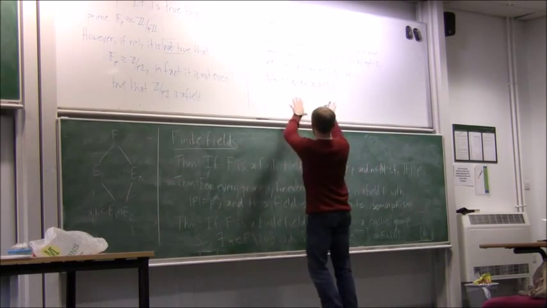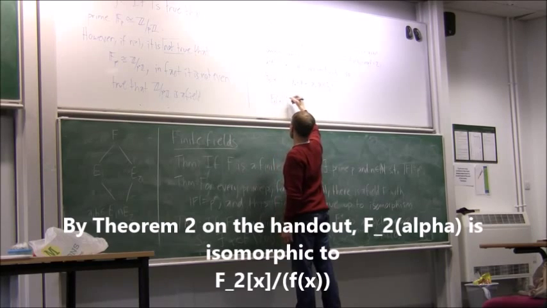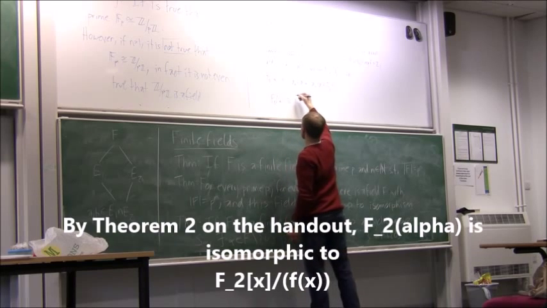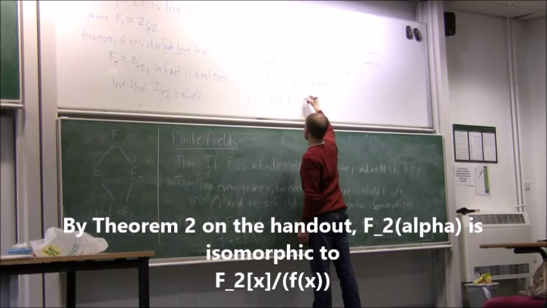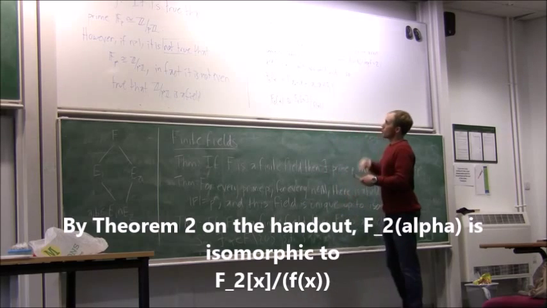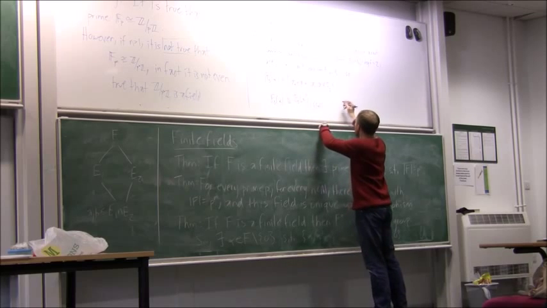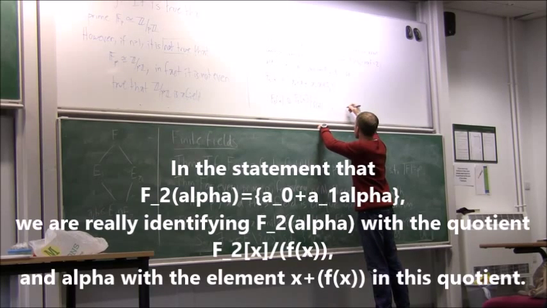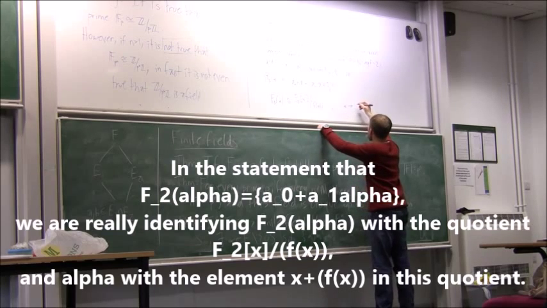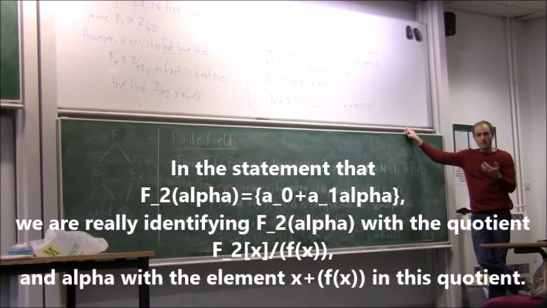What I exactly mean by this statement, just so you know, is that, remember last time we said that our theorem said that F2(alpha) is isomorphic to the polynomials with coefficients in F modulo the ideal generated by the irreducible polynomial little f. And what I really mean by this statement is that I'm identifying the number alpha with the coset x plus the ideal generated by f. Our theorem last time told us that that's an isomorphism of the two fields.